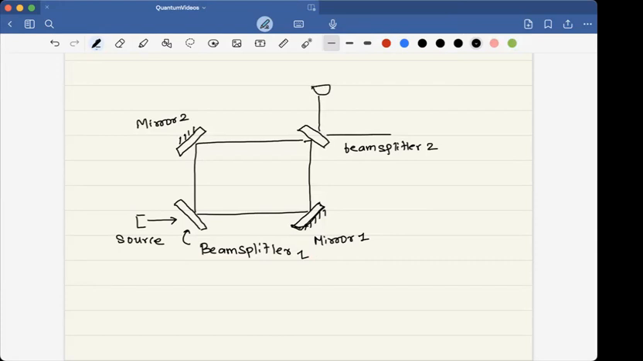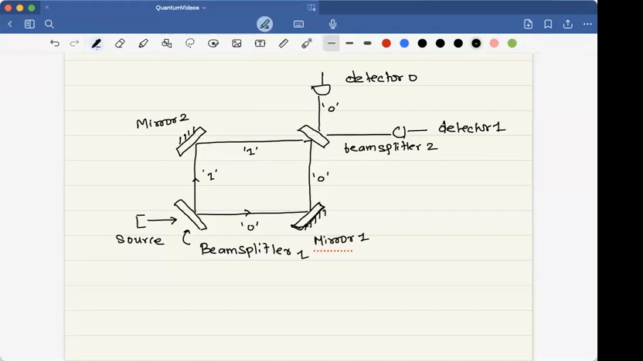These are two detectors. This is detector 0. This is detector 1. When the light enters the beam splitter, it gets split in two possible ways. I will call this path, the whole path, path 0, and this is path 1.